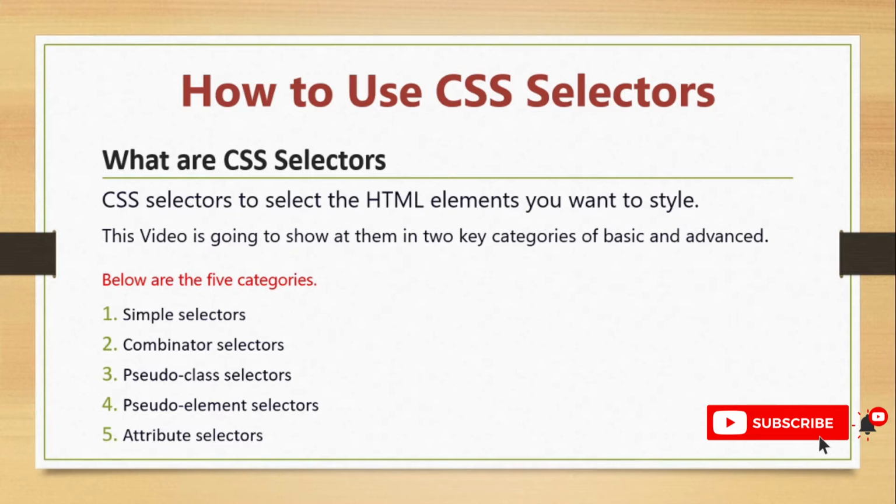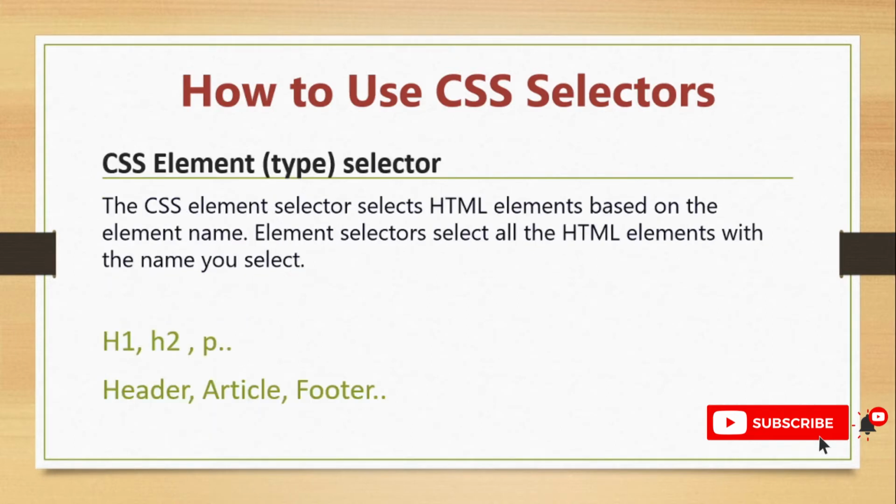Then how to use CSS selectors and what are CSS selectors? CSS selectors select the HTML elements you want to style. In this video, I am going to show the two categories of basic and advanced level CSS selectors. Below are the five categories: simple selectors, combinator selectors, pseudo class selectors, pseudo element selectors, attribute selectors.